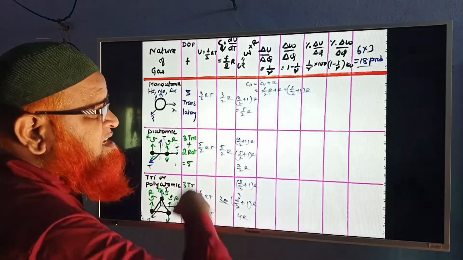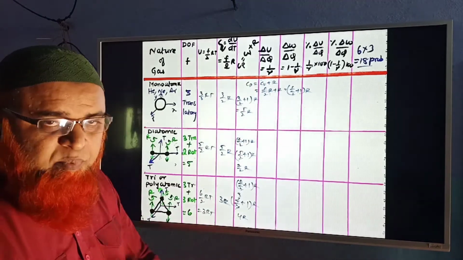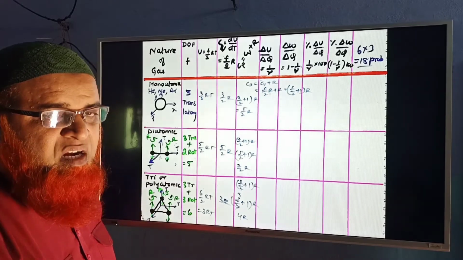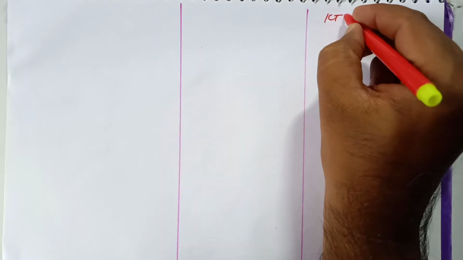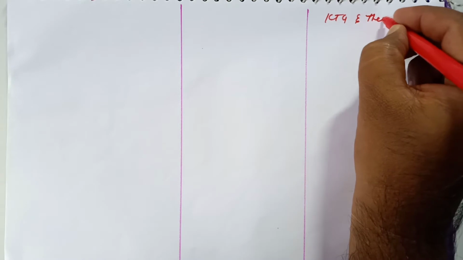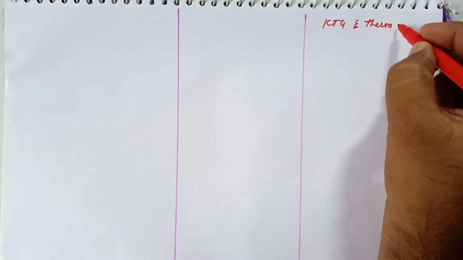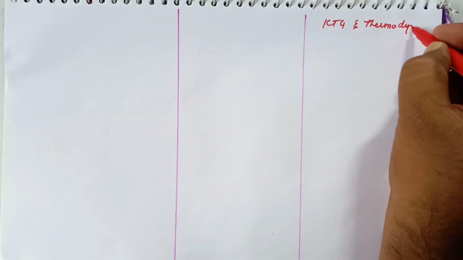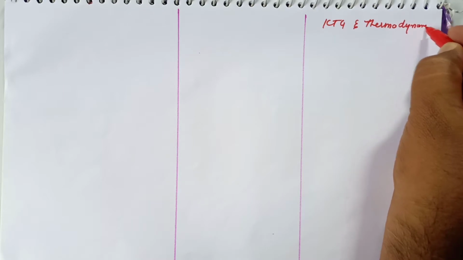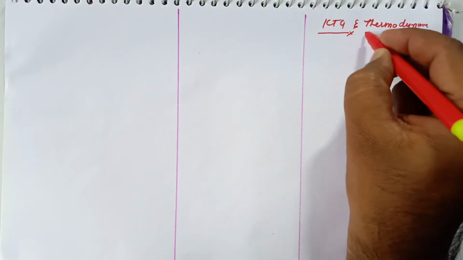If you want to understand the background of this table, I will explain it on a small screen so that it is convenient for you to understand. Kinetic theory of gases and thermodynamics combined together, because these two chapters are interrelated with each other.